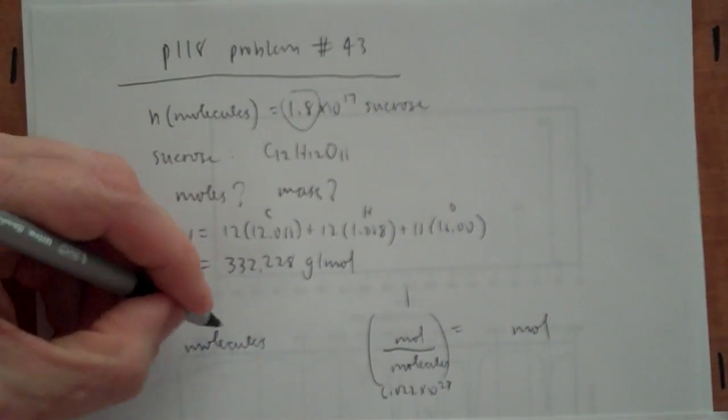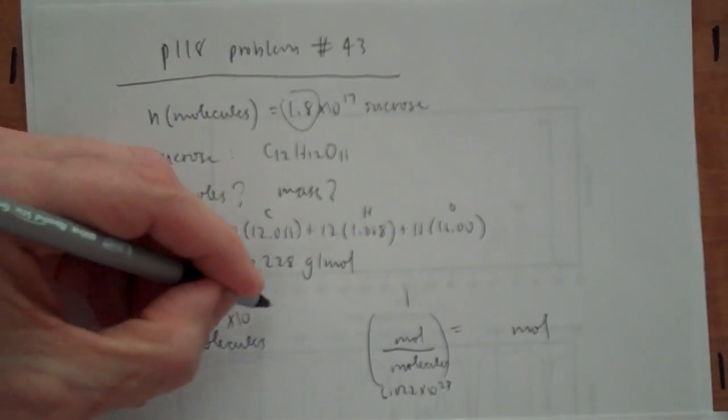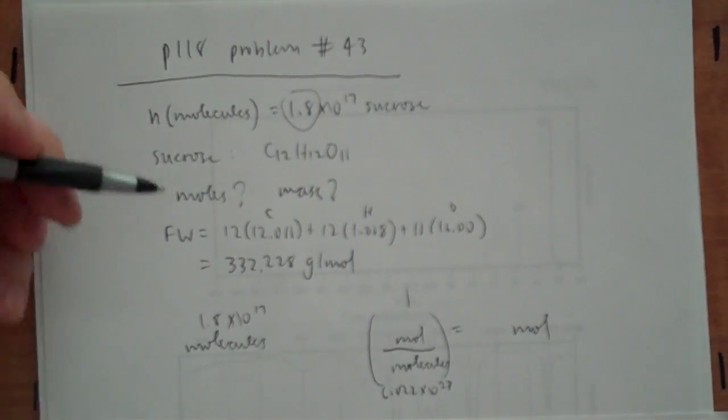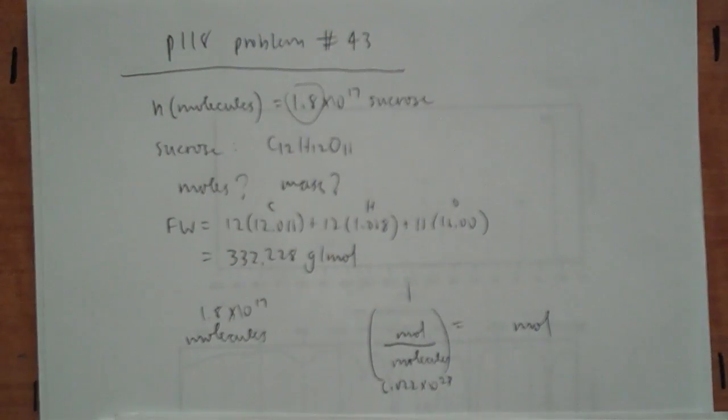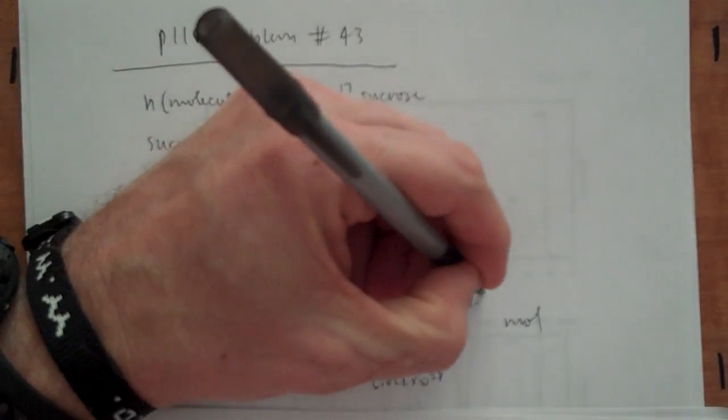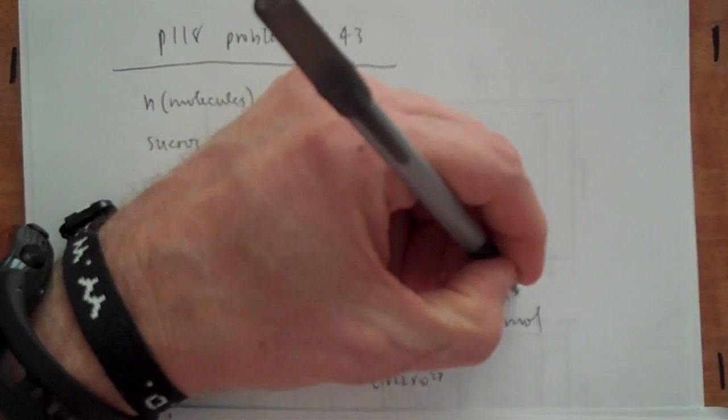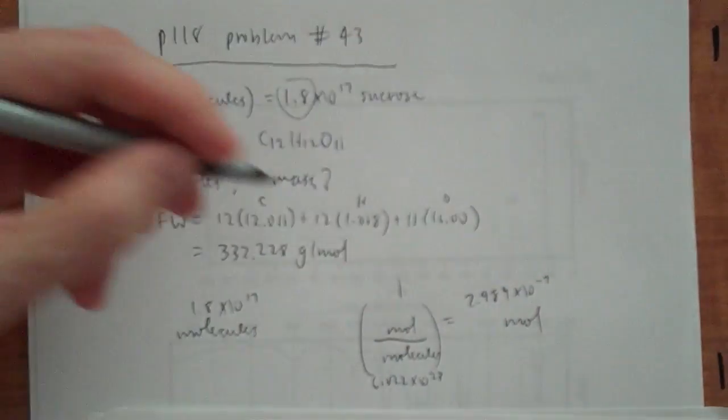And how many molecules were there? 1.8 times 10 to the 17th molecules. So it looks like it's going to be 1.8 times 10 to the 17th divided by 6.022 times 10 to the 23rd. 1.8 and 17, enter, 6.022 times 10 to the 23rd, divided by. So it looks like it's going to be 2.989 times 10 to the negative 7 moles of sucrose.